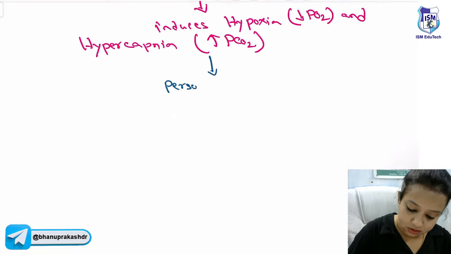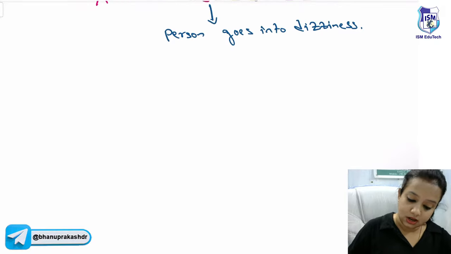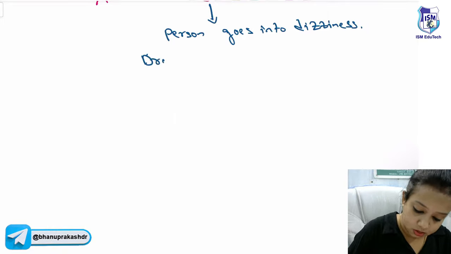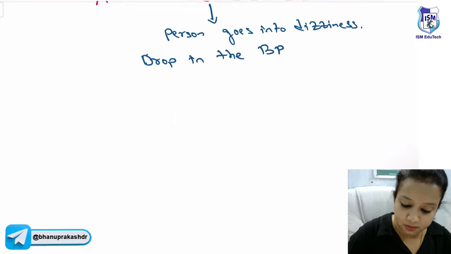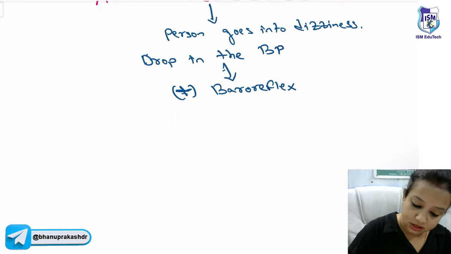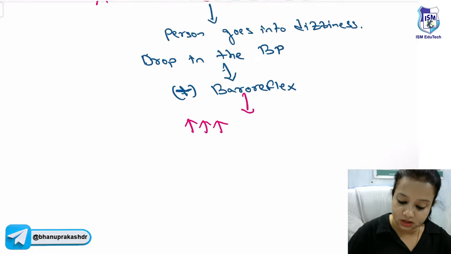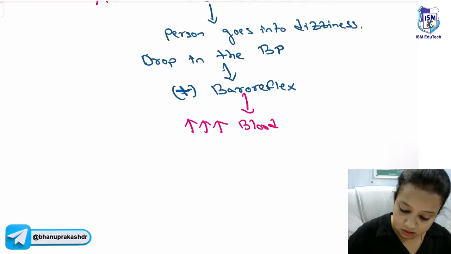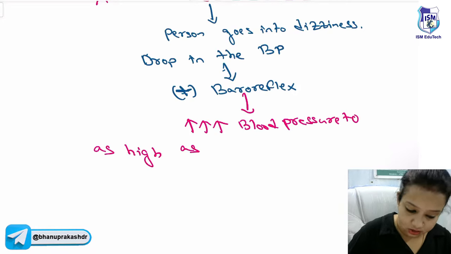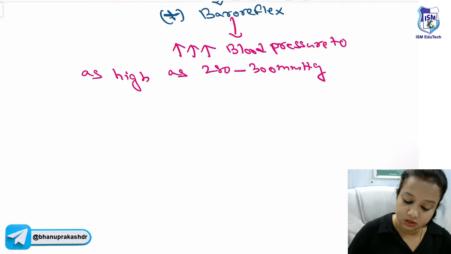The person goes into dizziness. Okay. Now, when the mean arterial pressure is less and there is no perfusion, then the drop in the blood pressure stimulates the baroreflex. Now this baroreflex stimulation will increase the blood pressure immediately, very fast, to as high as 280 to 300 mmHg. Okay, this is how it will act.